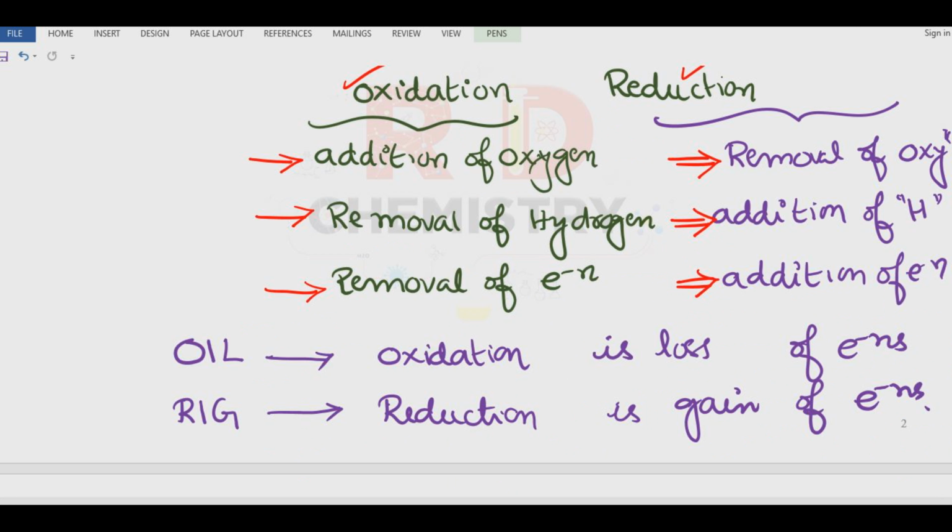We can also remember it like this: OIL RIG. What is OIL RIG? In OIL RIG, OIL stands for oxidation is loss of electrons. In RIG, reduction is gain of electrons.